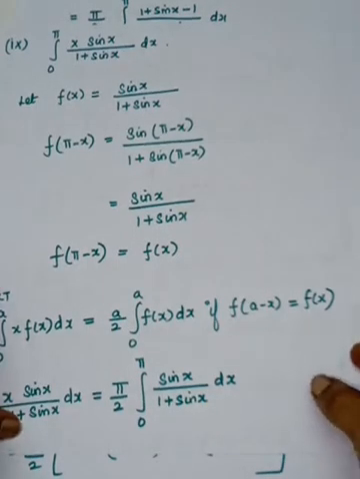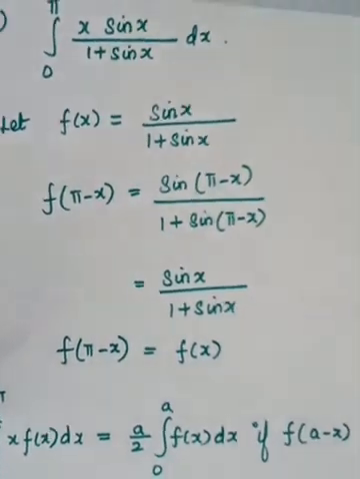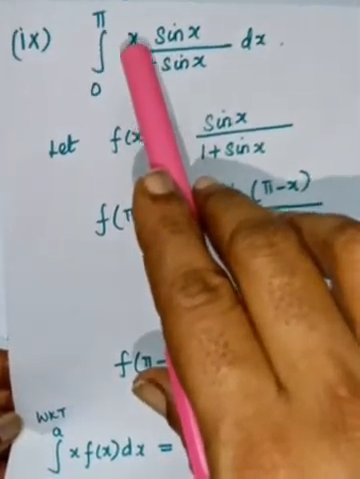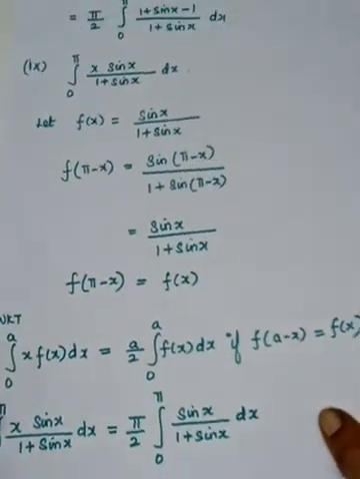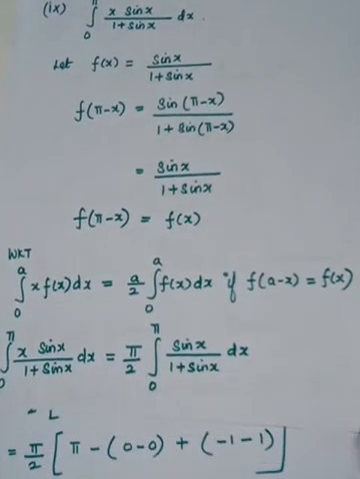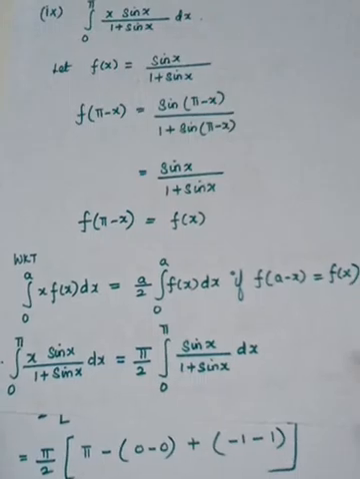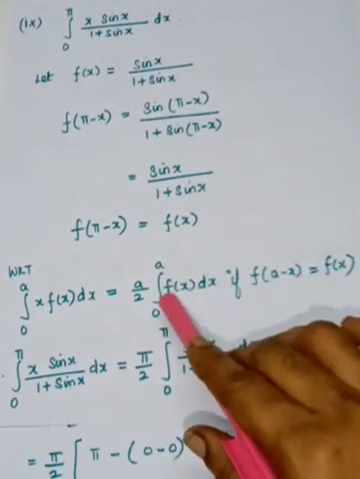So what is it? It is integral 0 to pi x sin x divided by 1 plus sin x into dx. Here you are having x, and sin x divided by 1 plus sin x is taken as f of x. So here I have taken f of x is equal to sin x divided by 1 plus sin x. So you have to remove x, and for that you are going to use the property. What is the property? Integral 0 to a x f of x dx can be written as a by 2 integral 0 to a f of x dx.